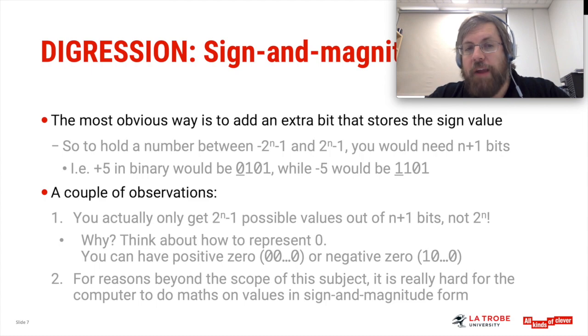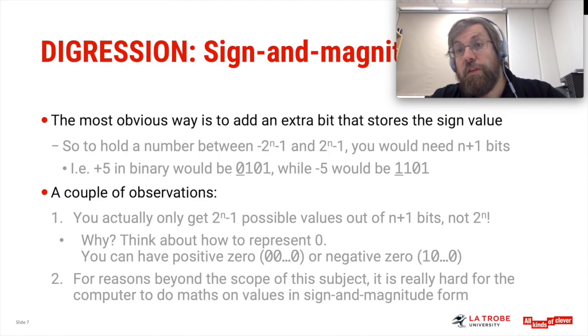So to write 5 in binary, you would write it as 0101 if it were positive, and 1101 if it were negative. So the first bit of a number determines whether it's positive or negative. So a couple of observations about this. One is that you only get 2 to the n minus 1 possible values out of n plus 1 bits, not 2 to the n as you would expect.